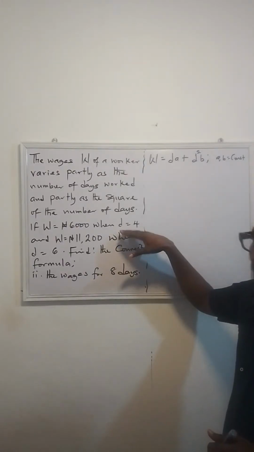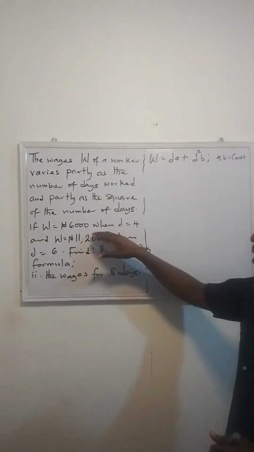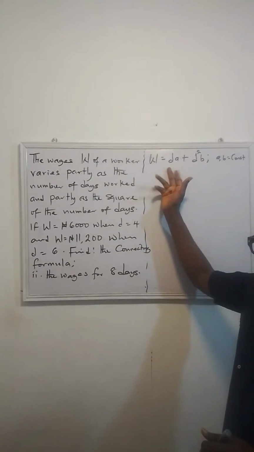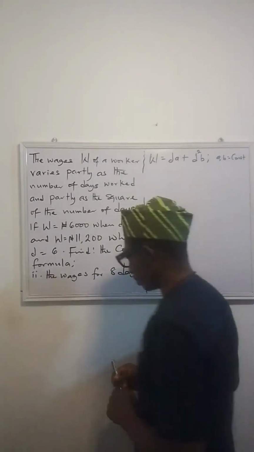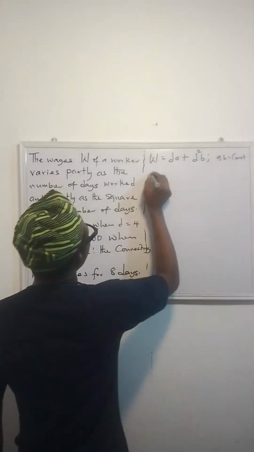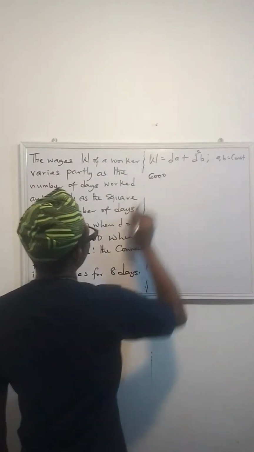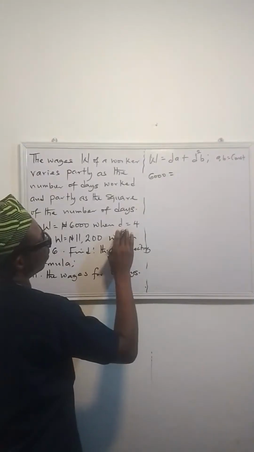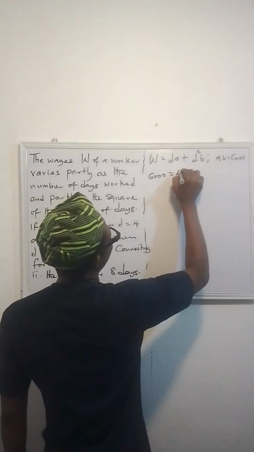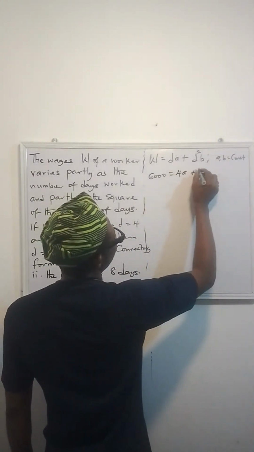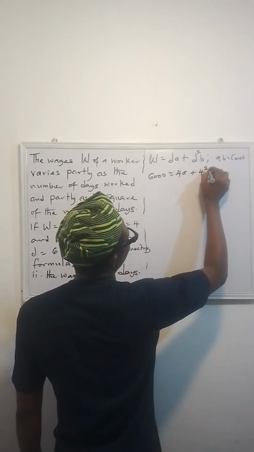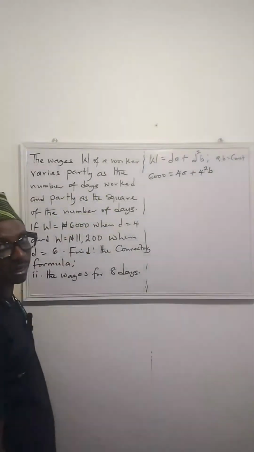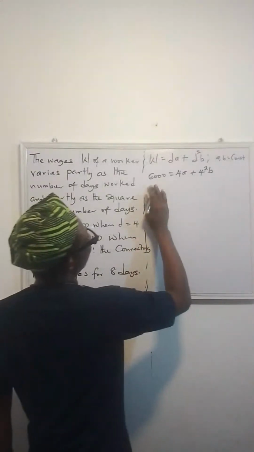Now the question says if W is 6,000 naira when D is 4, that is the number of days. So let's plug in this pair inside and see the first equation. We have 6,000, which is your W, equals, D is 4, so we have 4A plus 4 squared B. Hope you understand that.